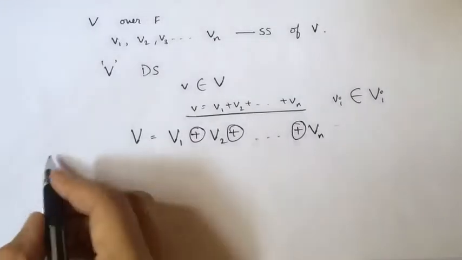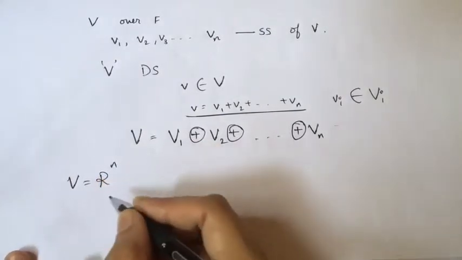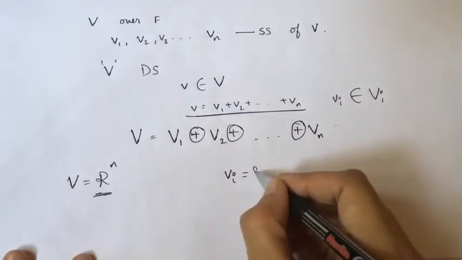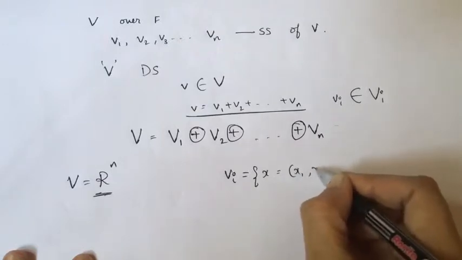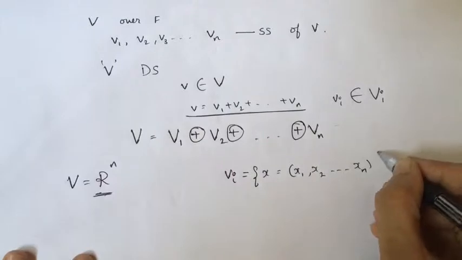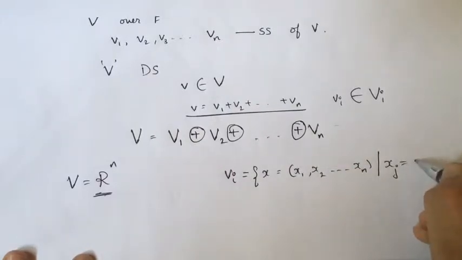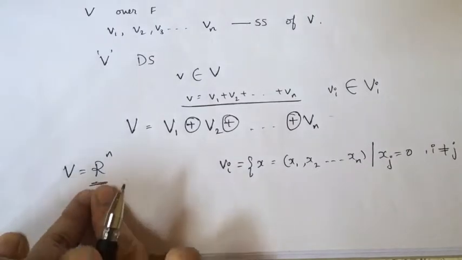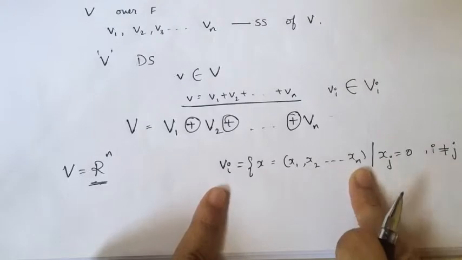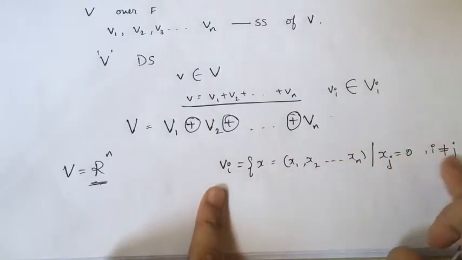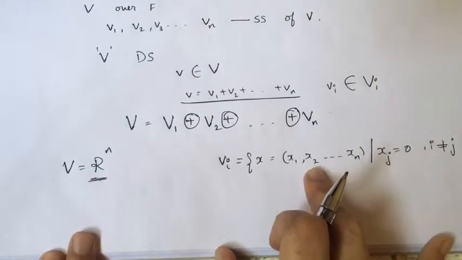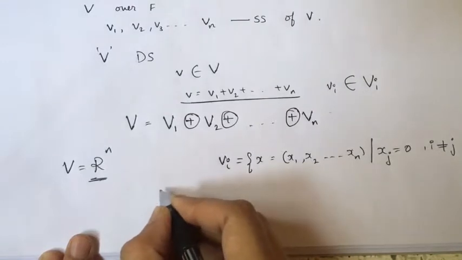For example, suppose I have a vector space Rn, which is nothing but the Euclidean space. Suppose each Vi is a vector which is an n-tuple x1, x2, like that, xn, such that xj is equal to 0 whenever i is not equal to j. Suppose the subspace Vi is like this. The vector space is Euclidean space, and Vi is a vector which is an n-tuple in which entries are equal to 0 if i is not equal to j. If i equals j, then the entry will be x1 or x2, like that. Then any vector can be written like this.